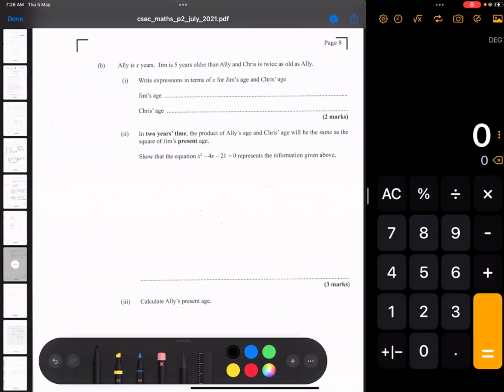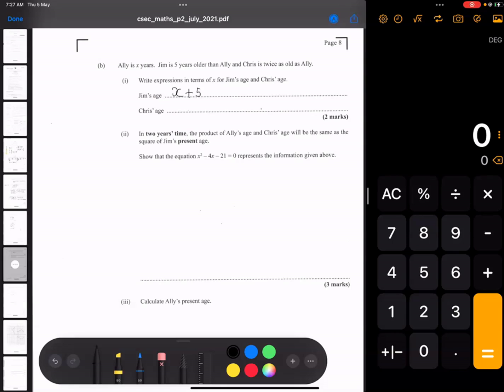So now we are at part B of question 2. Ali is X years. Jim is 5 years older than Ali. Chris is twice as old as Ali. Write expressions in terms of X for Jim's age and Chris's age. So both ages we're going to be writing in respect to Ali's age, which is X years. So Jim is 5 years older. So in terms of X, we'll then write that as X plus 5. Because if you're 5 years older, you're basically plus 5 years.